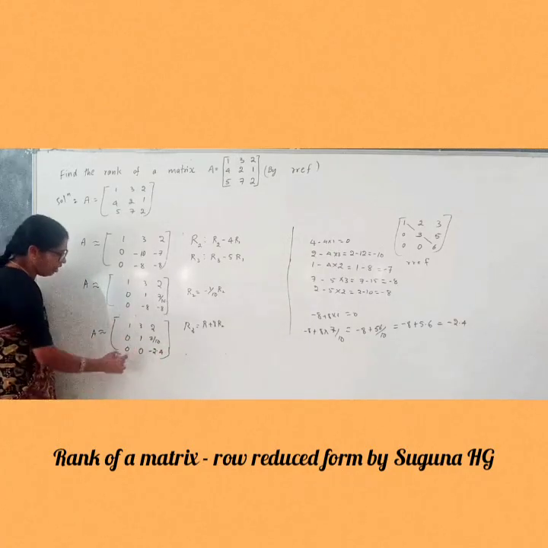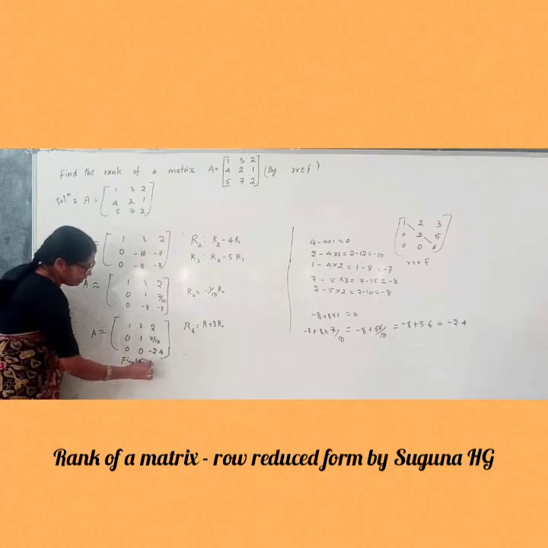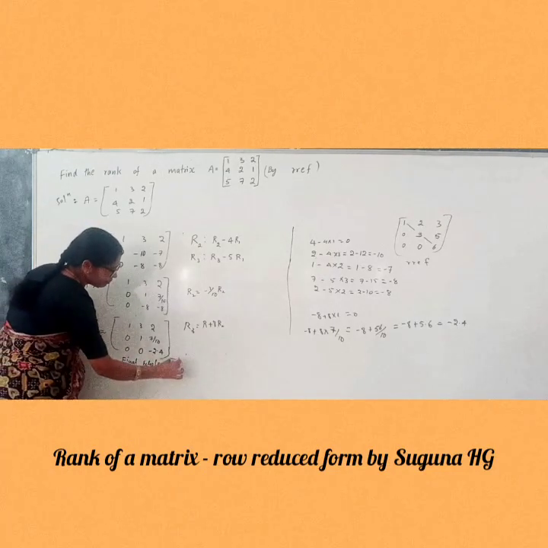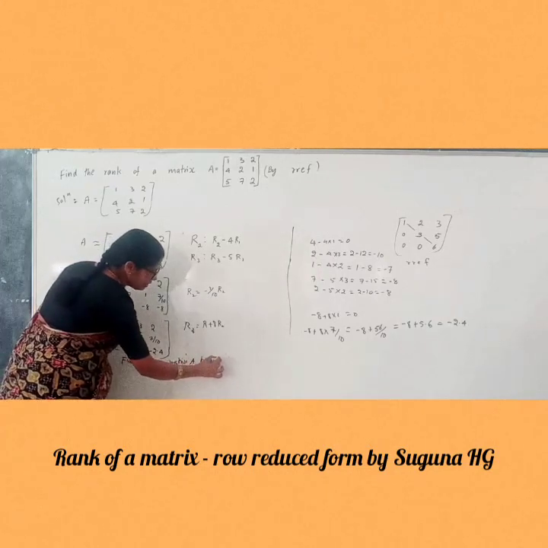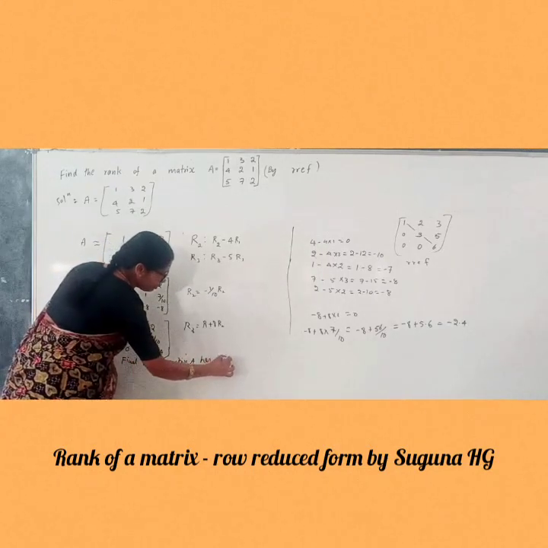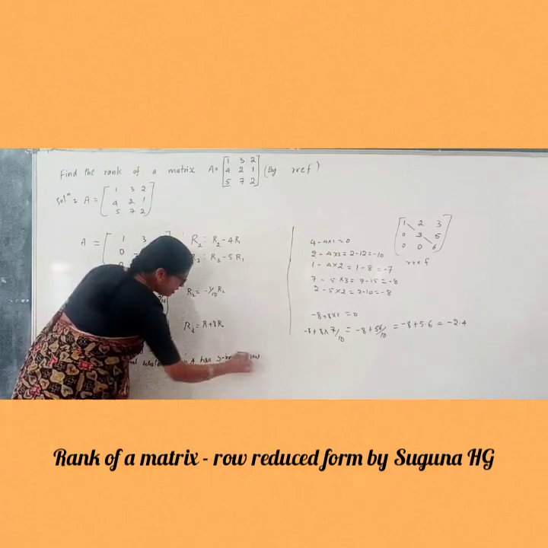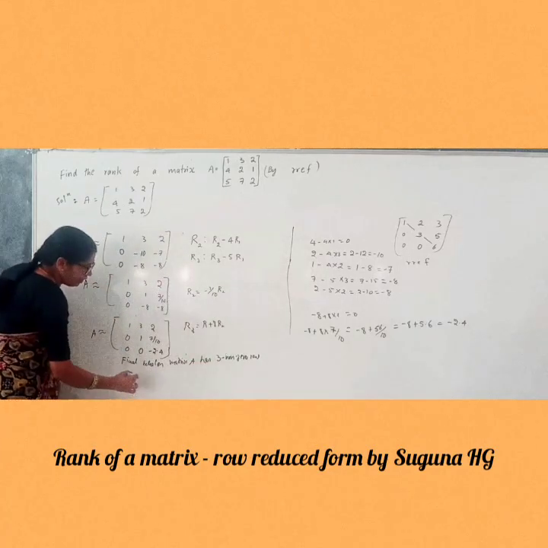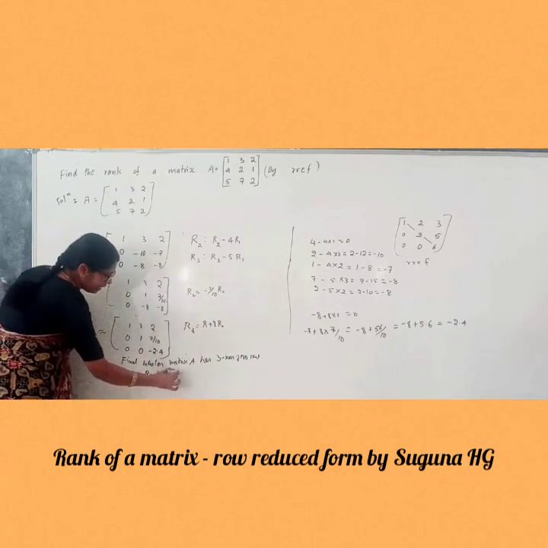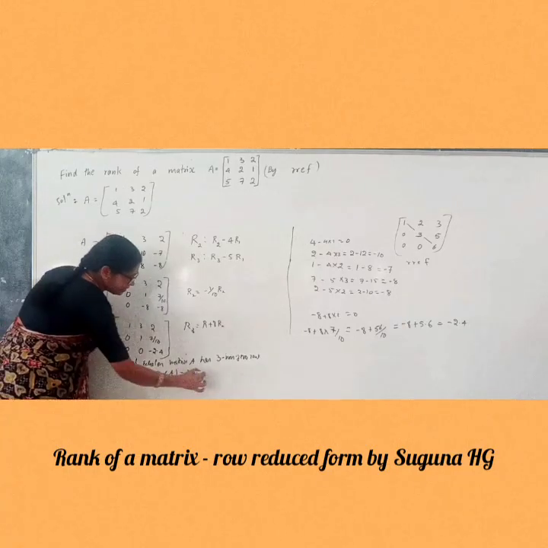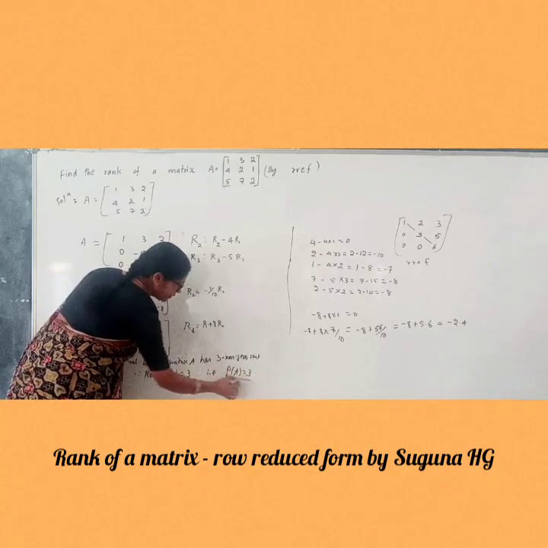In the final echelon matrix, we have 3 non-zero rows. Final echelon matrix A has how many non-zero rows? 3 non-zero rows. Therefore, the rank of this matrix A is equal to 3. That is denoted as the rank of A is equal to 3.